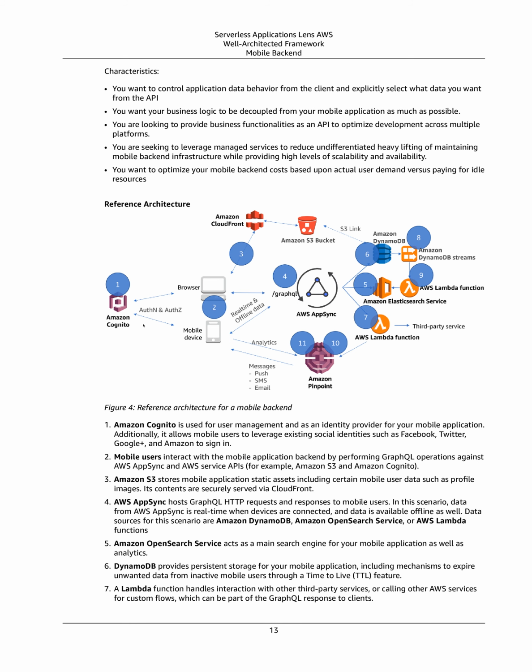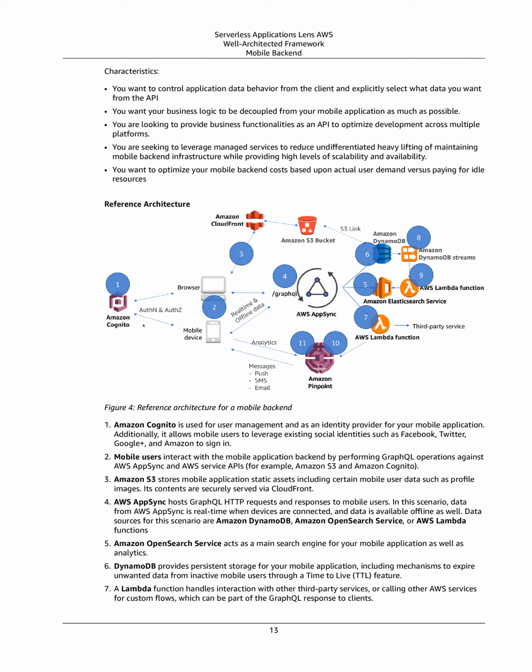1. Amazon Cognito is used for user management and as an identity provider for your mobile application. Additionally, it allows mobile users to leverage existing social identities such as Facebook, Twitter, Google+, and Amazon to sign in. 2. Mobile users interact with the mobile application backend by performing GraphQL operations against AWS AppSync and AWS Service APIs, for example, Amazon S3 and Amazon Cognito.